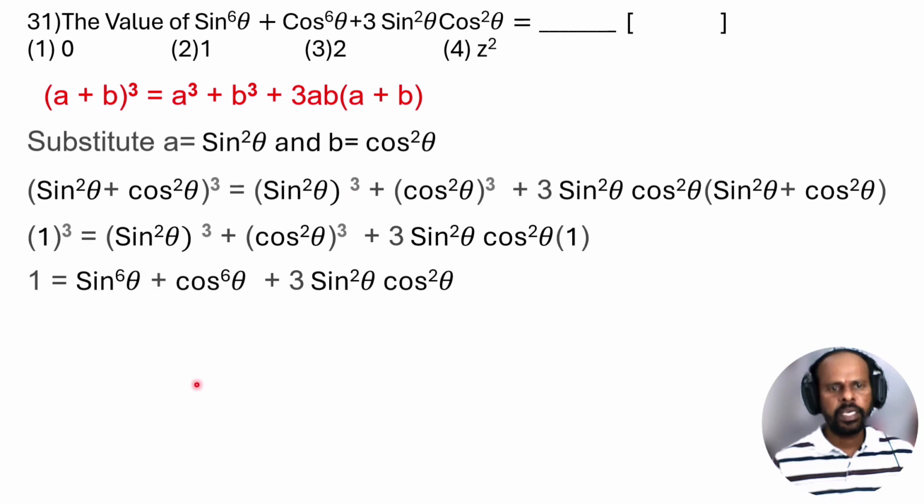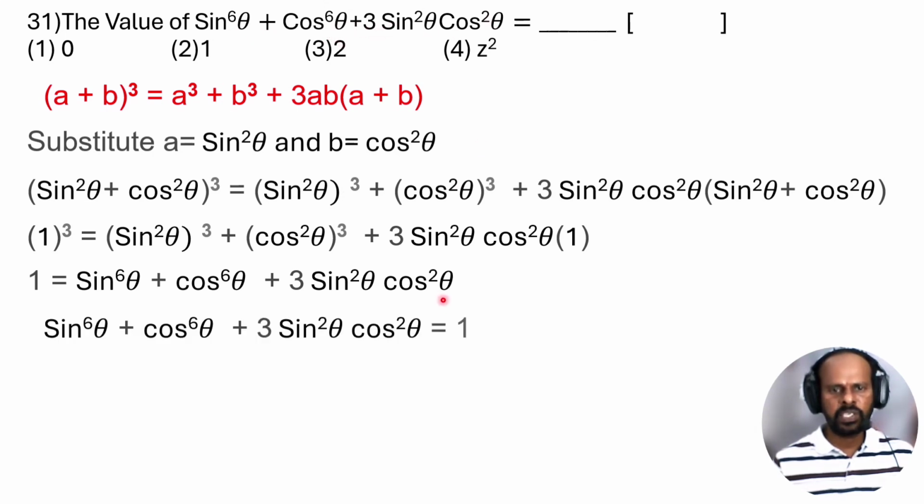And next you see, this becomes 6, and 1 into 3 sin²θ cos²θ is 1, and 1 cube is 1. And now the question is asked: sin⁶θ + cos⁶θ + 3 sin²θ cos²θ, the answer is 1.